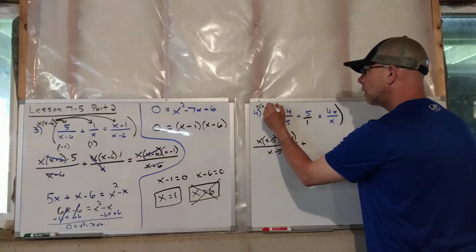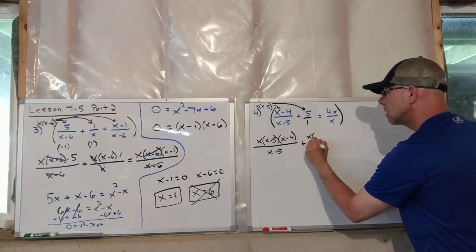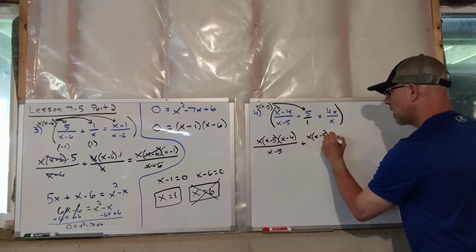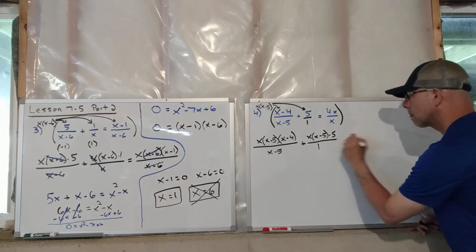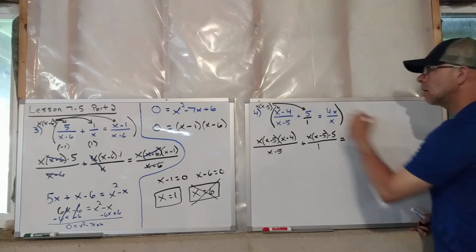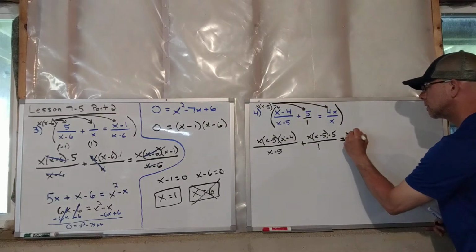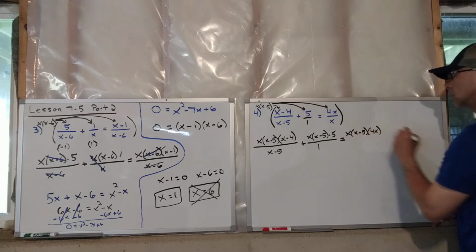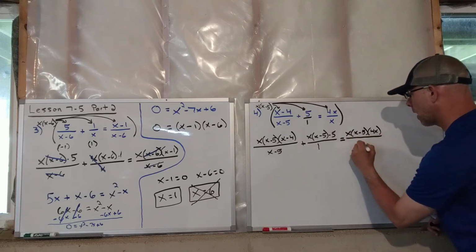Plus x times x minus 5 times 5 all over 1 equals x times x minus 5 times 4x. I didn't need to put that in parentheses, but it's okay. All over x.